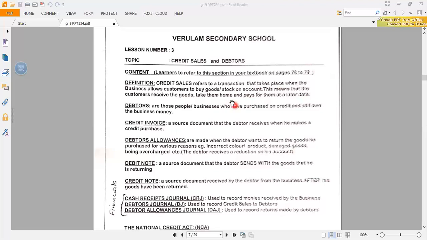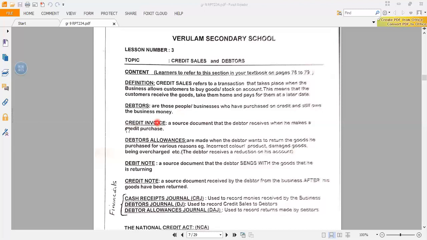So let's look at the various concepts that are related to credit sales. Firstly, debtors. These are people or businesses who have purchased on credit and still owe the business money. If my normal customers come in to purchase products but realize they don't have enough cash with them, but they require the products urgently, they take them today and will pay me later. Then I will provide them with a credit invoice.